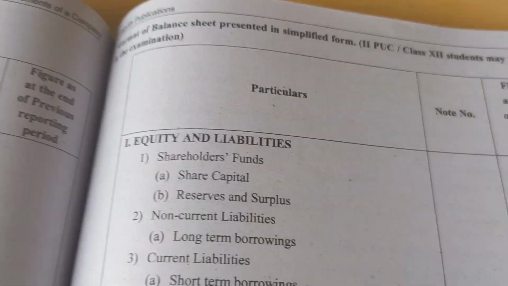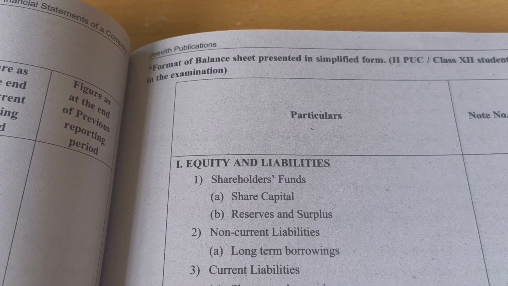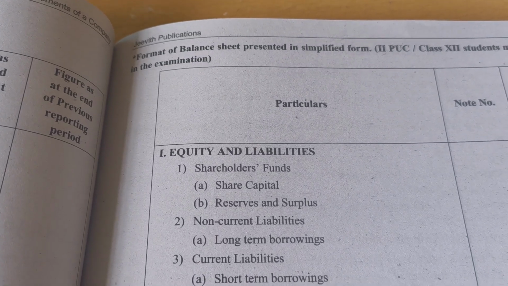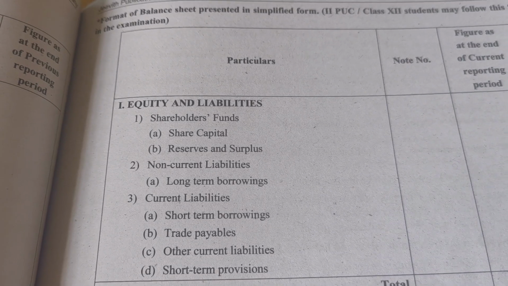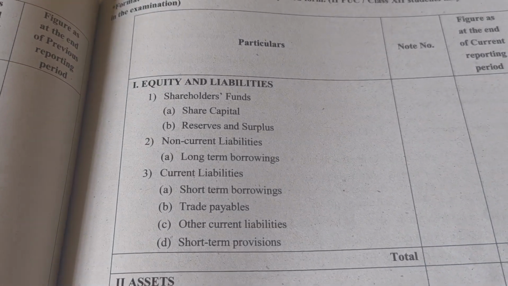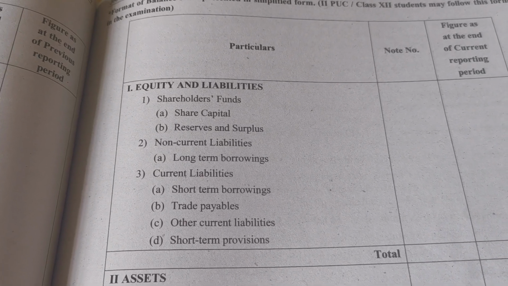So here there is a format for companies as per Companies Act, Schedule 3. So you need to prepare the balance sheet. The balance sheet format will be in the horizontal form. Till now we used to maintain the vertical form. Now it has been changed, as per the Companies Act of 2013, the new format has been given.